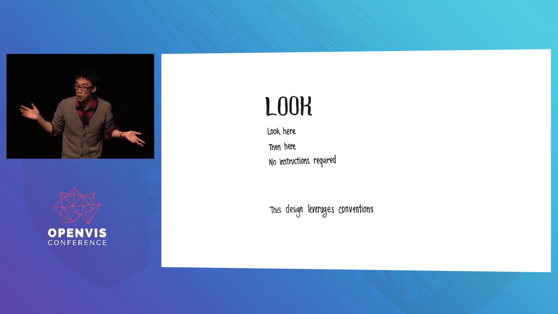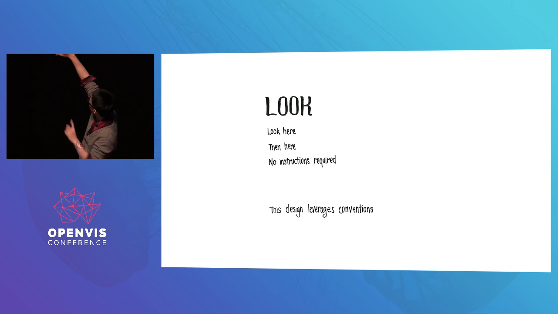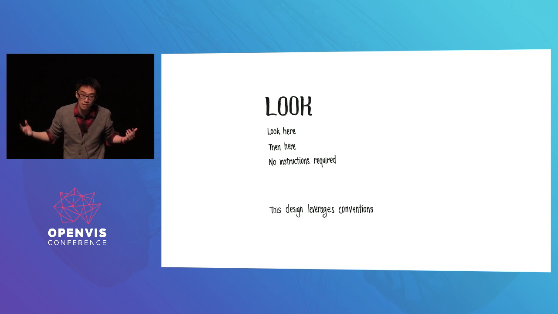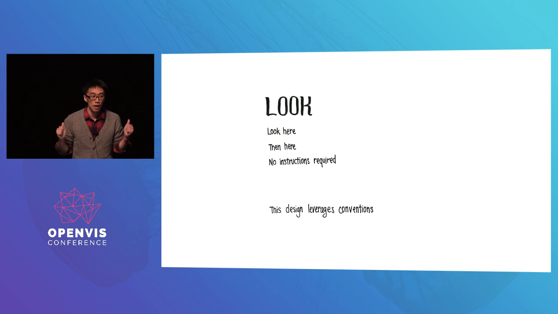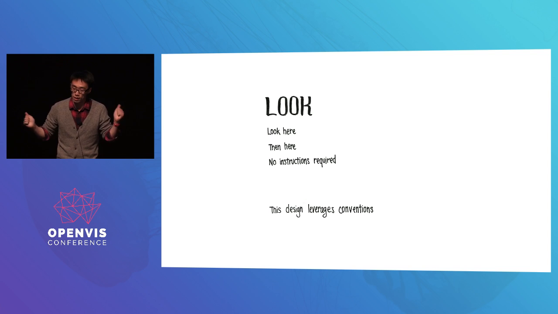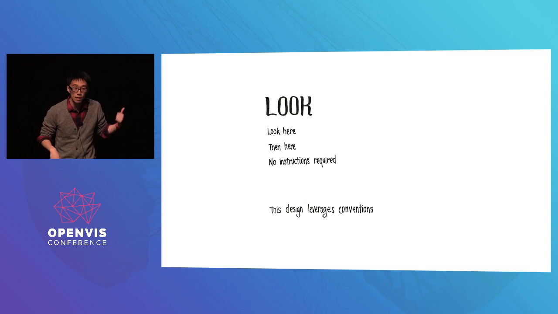I didn't have to tell you to look at the big title first. I didn't have to tell you to go down this page. I didn't have to tell you to read the last line. That's because this design leverages conventions in graphic design and conventions in the Western world, like readers in the Western world. We read from the top left to the bottom right. These conventions, again, save attention. It saves you from having to think about what this is.